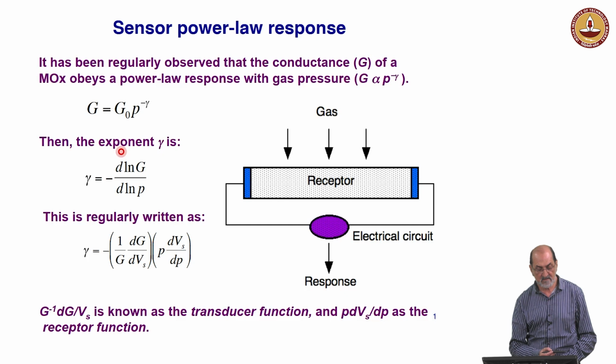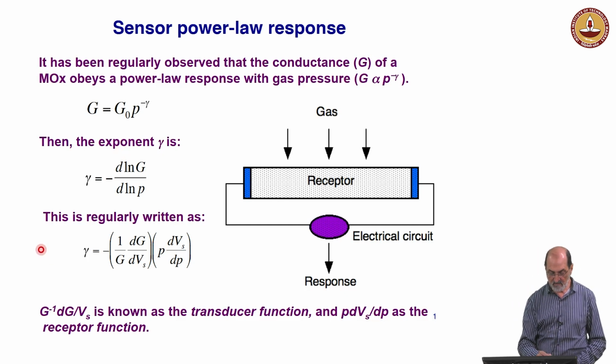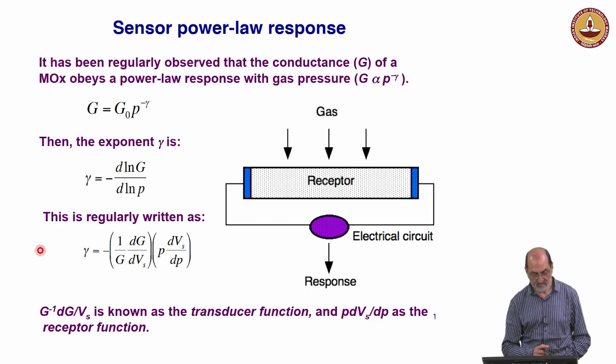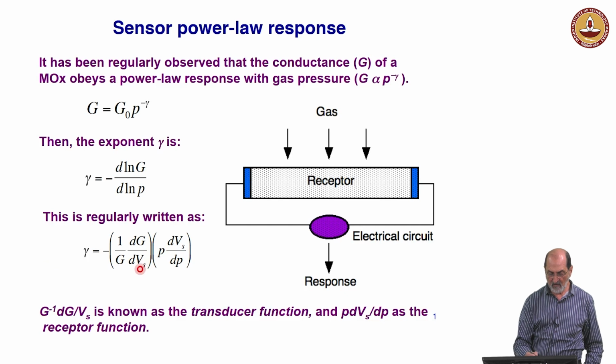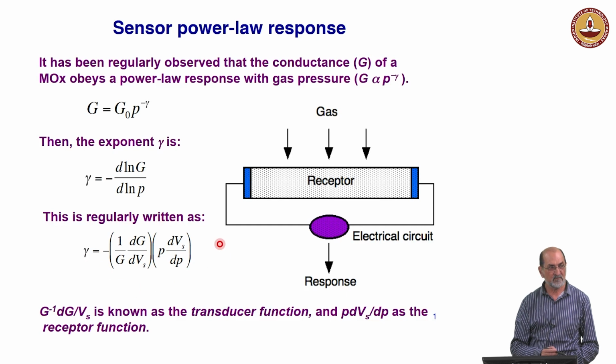People write this as we see here. Somehow you multiply and divide by the differential of Vs. Vs is the height of the intergranular barrier. And then we can write things this way. Okay, I will leave this as a problem for tomorrow, to derive this from this. It's very easy.